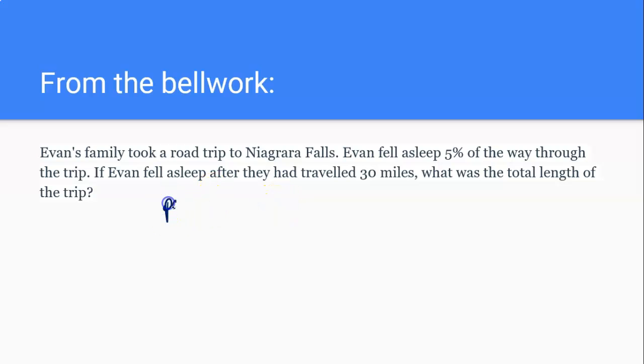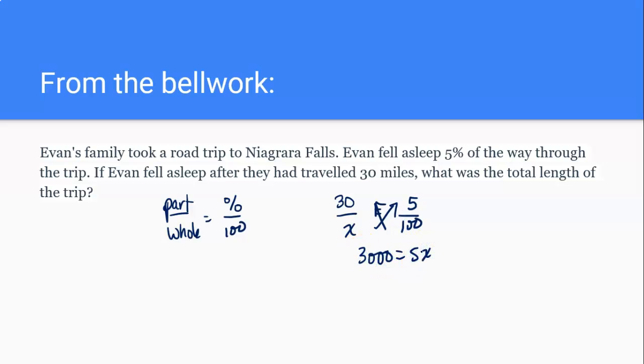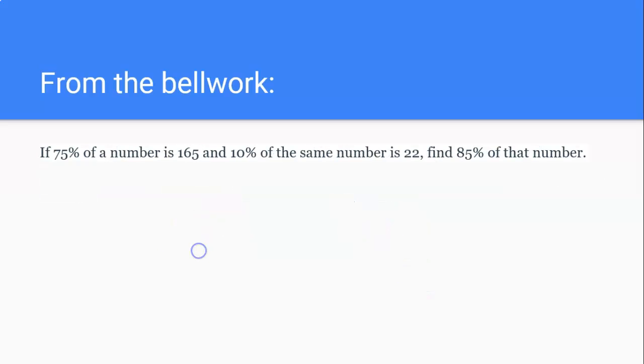So remember, we can use that part over whole equals percent over 100. He fell asleep part of the way through the trip. The percent always goes over the 100 right here. And then that was after they had traveled 30 miles, and I don't know how much the total trip was. So then I can just cross multiply. I get 3,000 equals 5x. All I have to do is divide 3,000 by 5. And so I know that the trip was 600 miles. That part over whole equals percent over 100, I think, is key for these word problems.